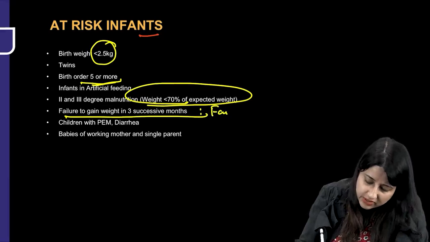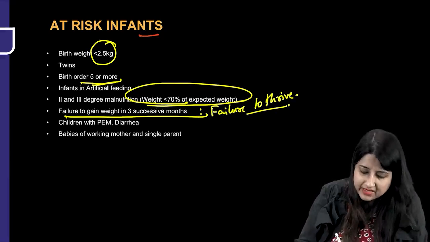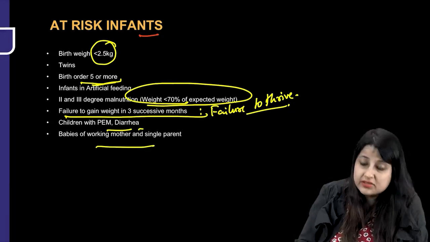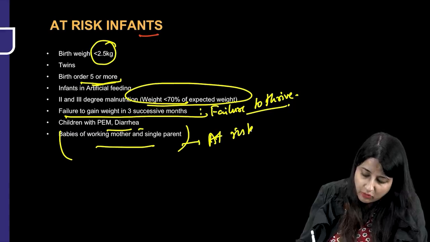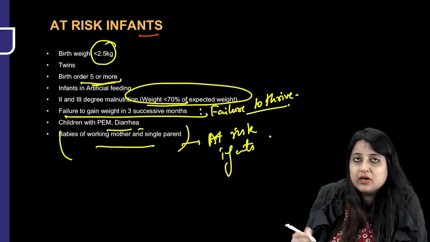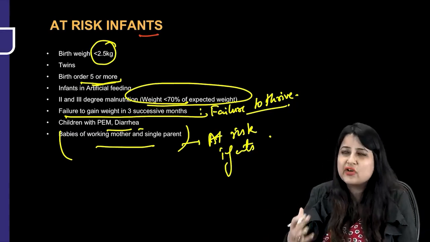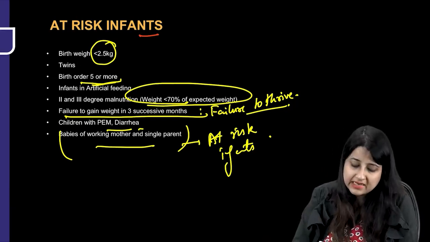So this is known as what? Failure to gain weight in 3 successive months is known as failure to thrive. A child with PM diarrhea, babies of working mother and single parent are at risk infants. Obviously people do work, they should go to work, but then theoretically it's definitely putting the baby at risk.